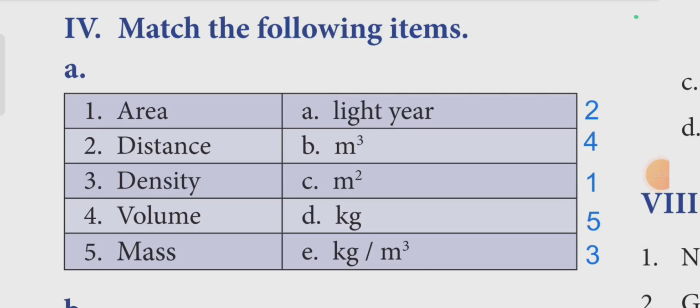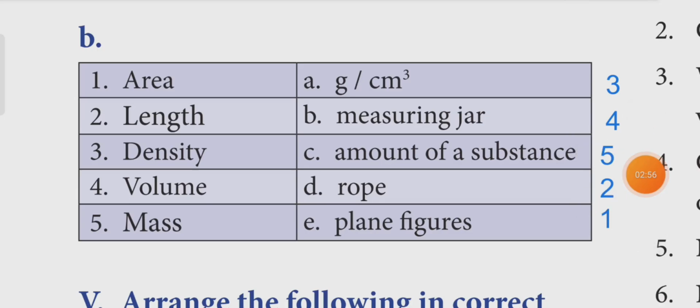Next, match the following items. A, area meter squared, distance light year, density kilogram per meter cube, volume meter cube, mass kg. Next B, area plan figures, length rope, density g per centimeter cube, volume measuring jar, mass amount of a substance.